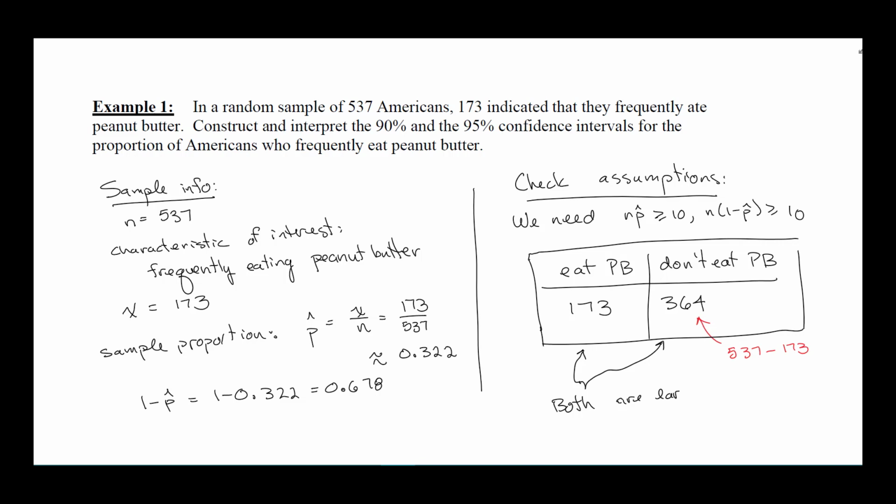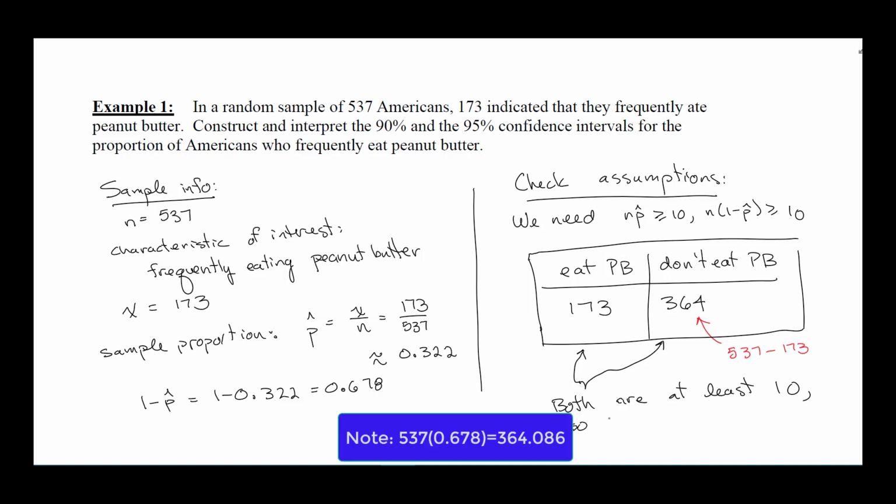I should say at least 10. Sometimes I'll see larger, sometimes I'll see at least 10. And there are other rules of thumb besides this one that different people use. This, at least 10, is a fairly common rule. And so this tells us that we can indeed use the normal distribution.